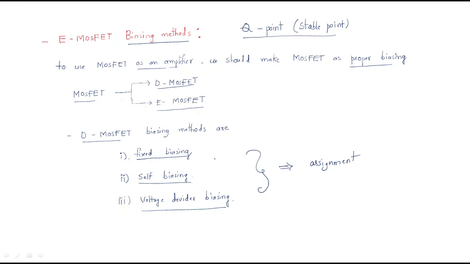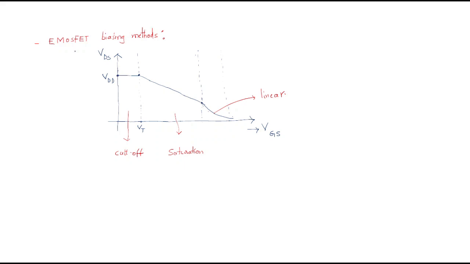Okay. Next, we should discuss the E-MOSFET biasing methods. Compared with the D MOSFET, E MOSFET has many more applications. What is the reason? D MOSFET is always in the on state, and to make it off, it requires biasing. But E MOSFET is always off, and when we give positive biasing, it acts as the on switch. That's why E MOSFET is very important compared with the D MOSFET.